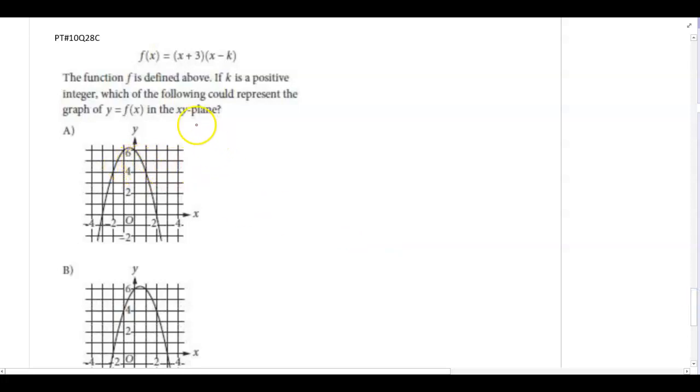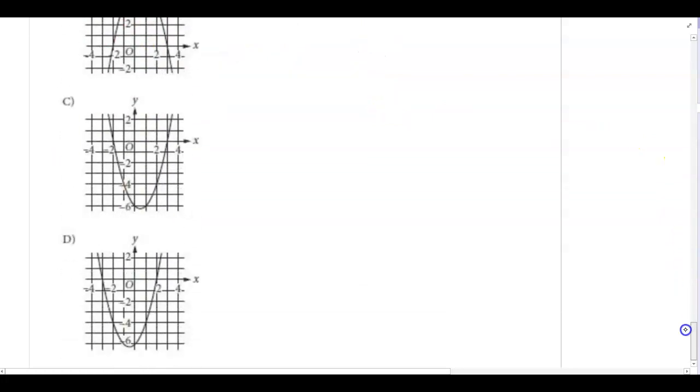The next one. The function f is defined above. If k is a positive integer, which of the following could represent the graph of y equals f of x in the xy plane? Just by looking at this, if the leading coefficient a is positive, I know right away that that's going to open up, which means a and b cannot be an answer choice. What else can I recognize right away from here? I know one of my zeros, or x-intercepts, is going to be at the opposite of 3, which is negative 3, 0.